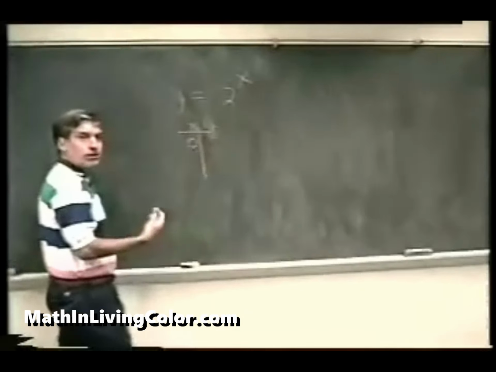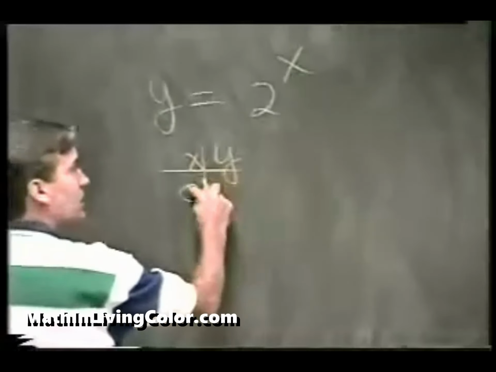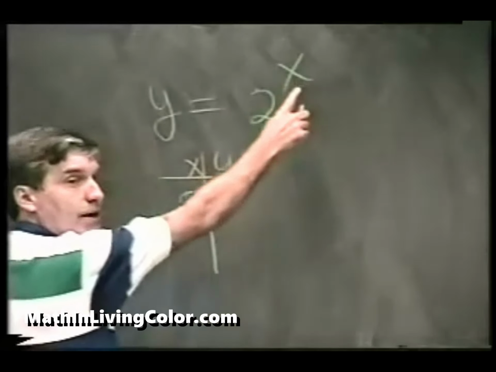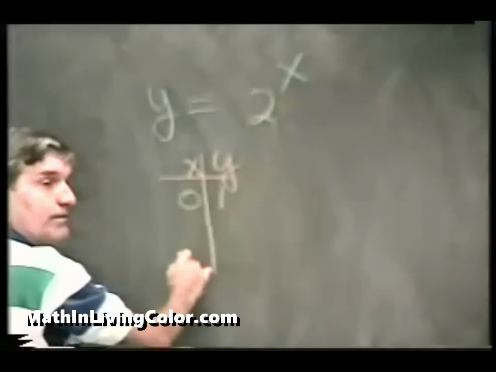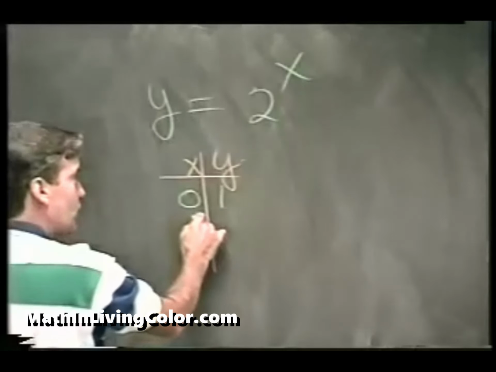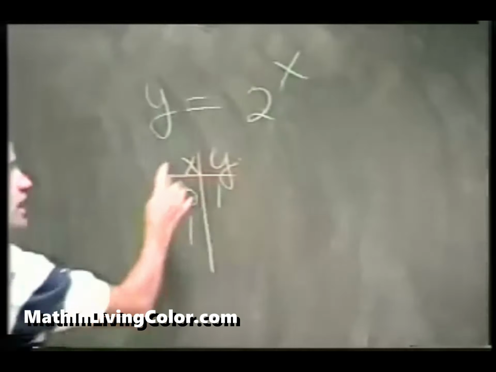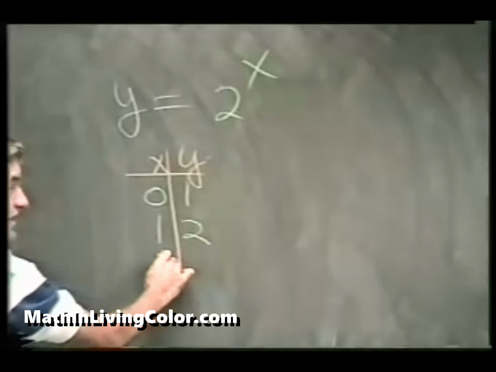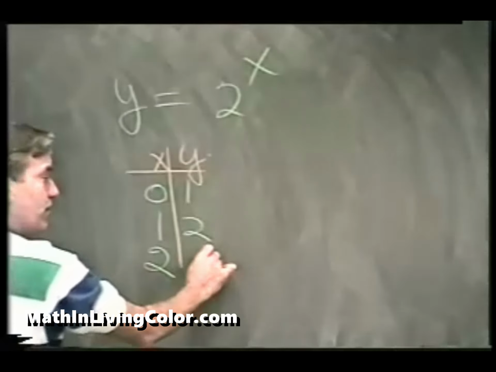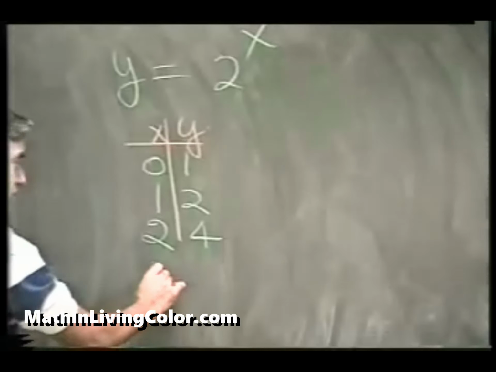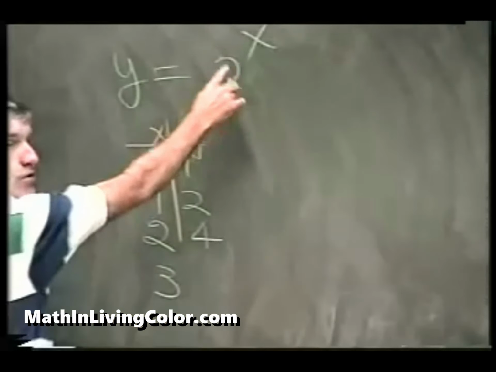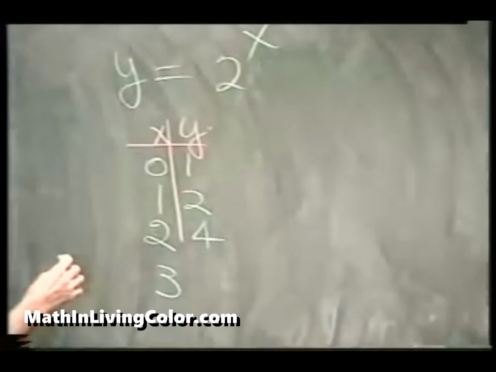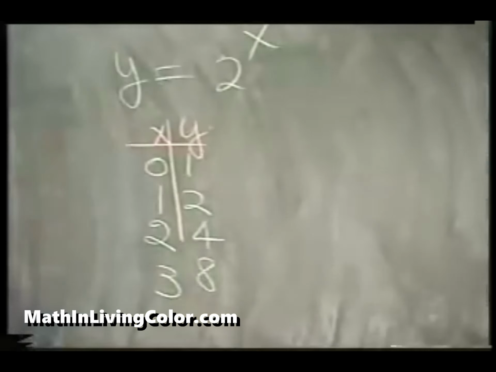If x is 0, what would y be? 1. 2 to the 0 power would be 1, right? All right. What if x is 1? If x is 1, then y would be 2 to the first power, which is 2. If x is 2, y would be 4. If x is 3, 2 to the third power would be what? 8.